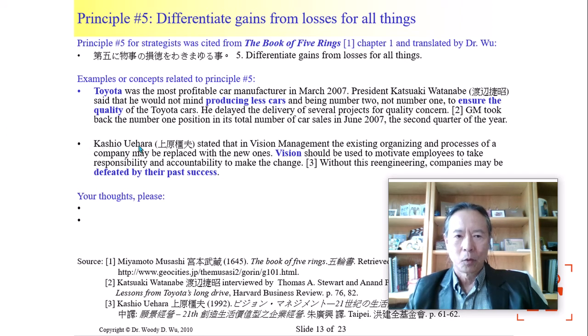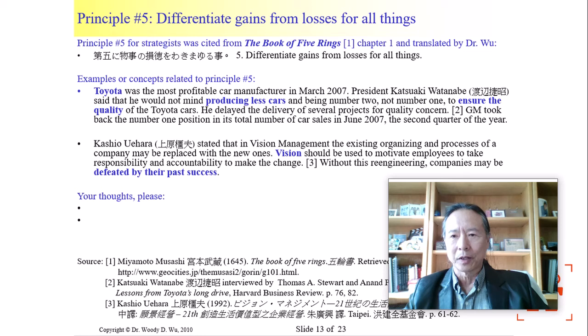Kazuo Inamori said that vision management, vision should be used to motivate employees to take responsibility and accountability to make the change. You need to have vision. Vision is a long-term destination you want to go to.